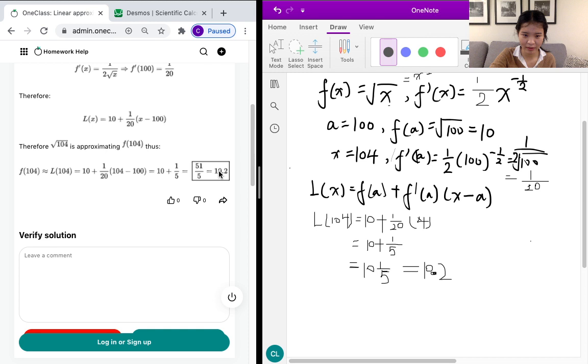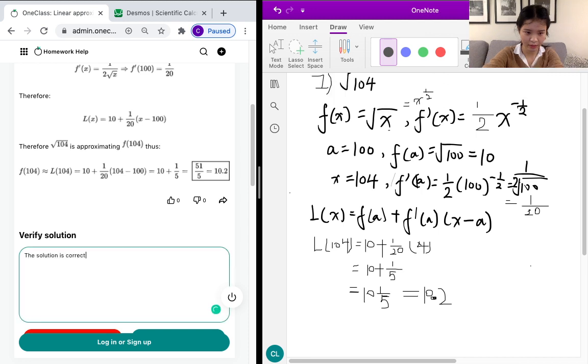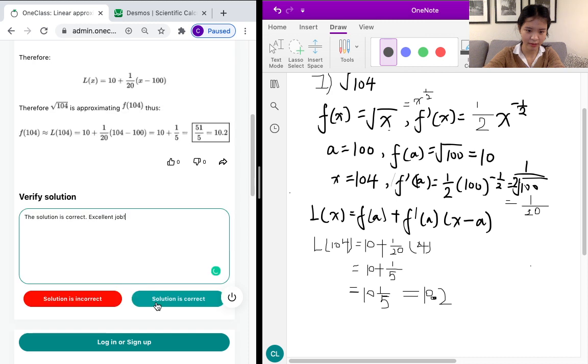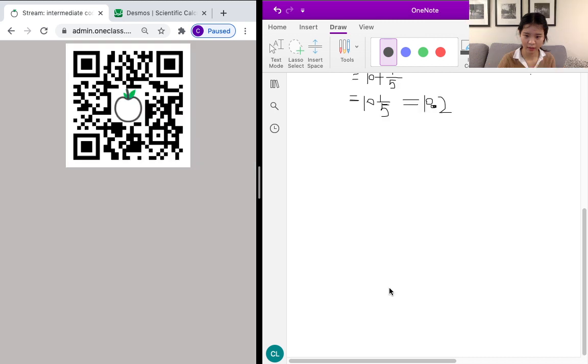So yes, this is correct. So let's just say the solution is correct. Excellent. Excellent job. Exclamation mark. Nice. Now let's move on to our second problem over here. And I'm just still trying on my drawing pad.